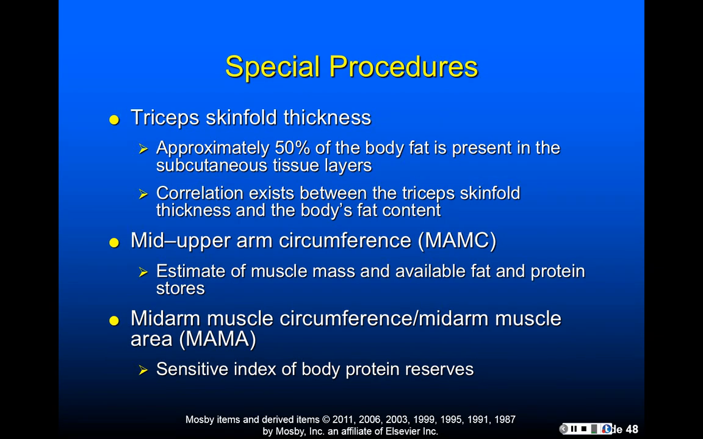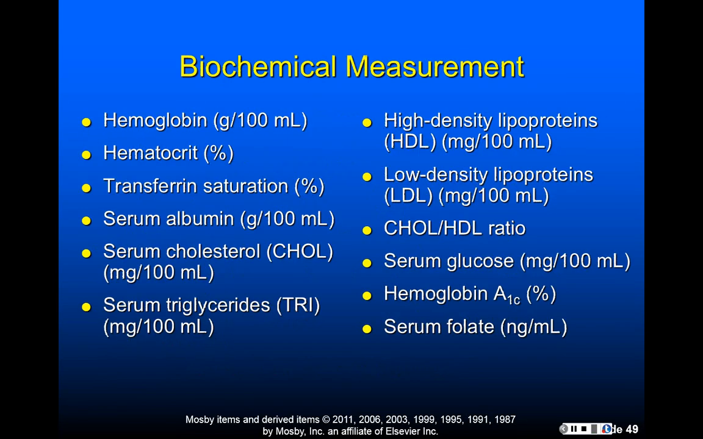You should use the mid-upper arm circumference to estimate the muscle mass and available fat and protein stores. The mid-arm muscle circumference divided by the mid-arm muscle area is a sensitive index of body protein reserves. Both of these measures are commonly decreased in the presence of protein malnutrition. Biochemical measurements often provide further information when assessing nutritional adequacy.